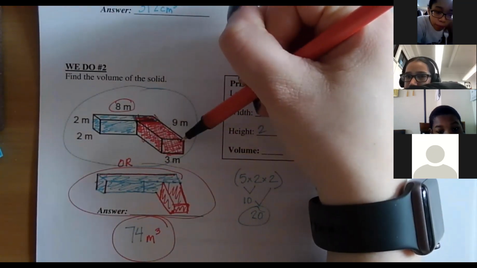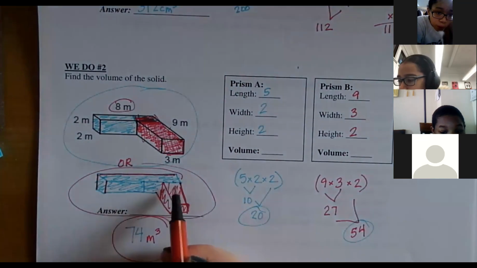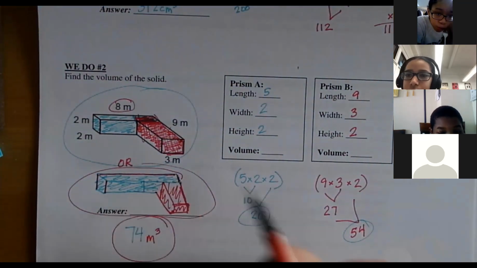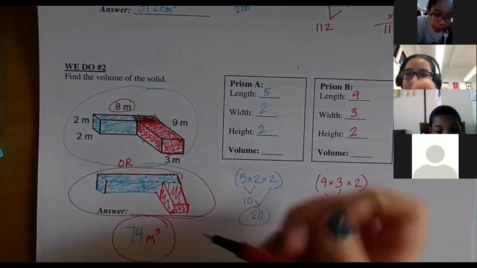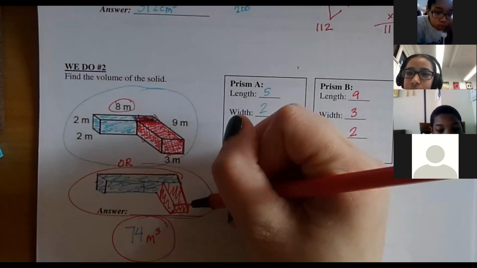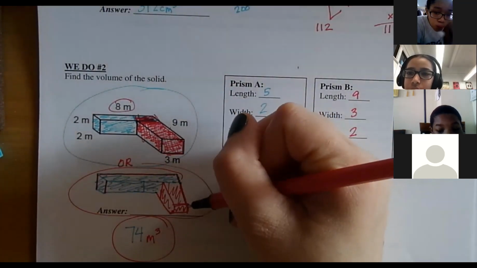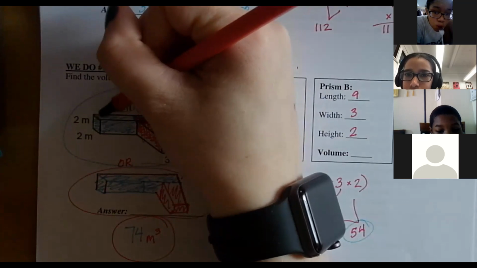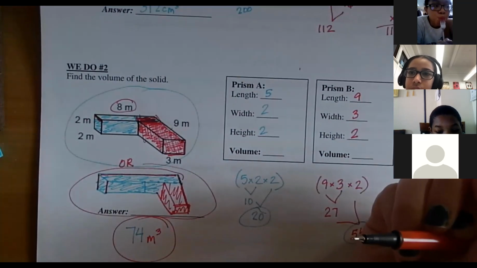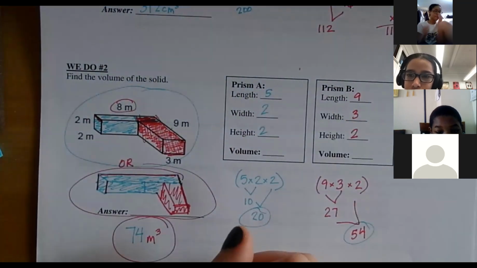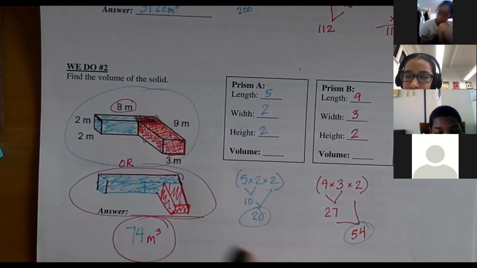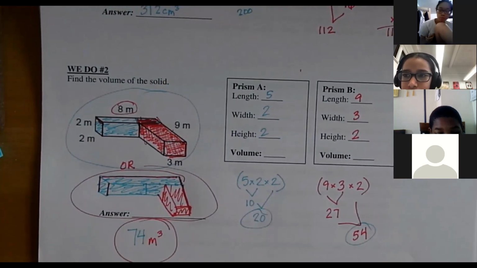But I can't use 9 because I already used part of it right here. So instead, I need to take the 9 that I have on the whole side, and I need to subtract the 2 that is right here. So then that would give me 7. And then I add the 2 together.